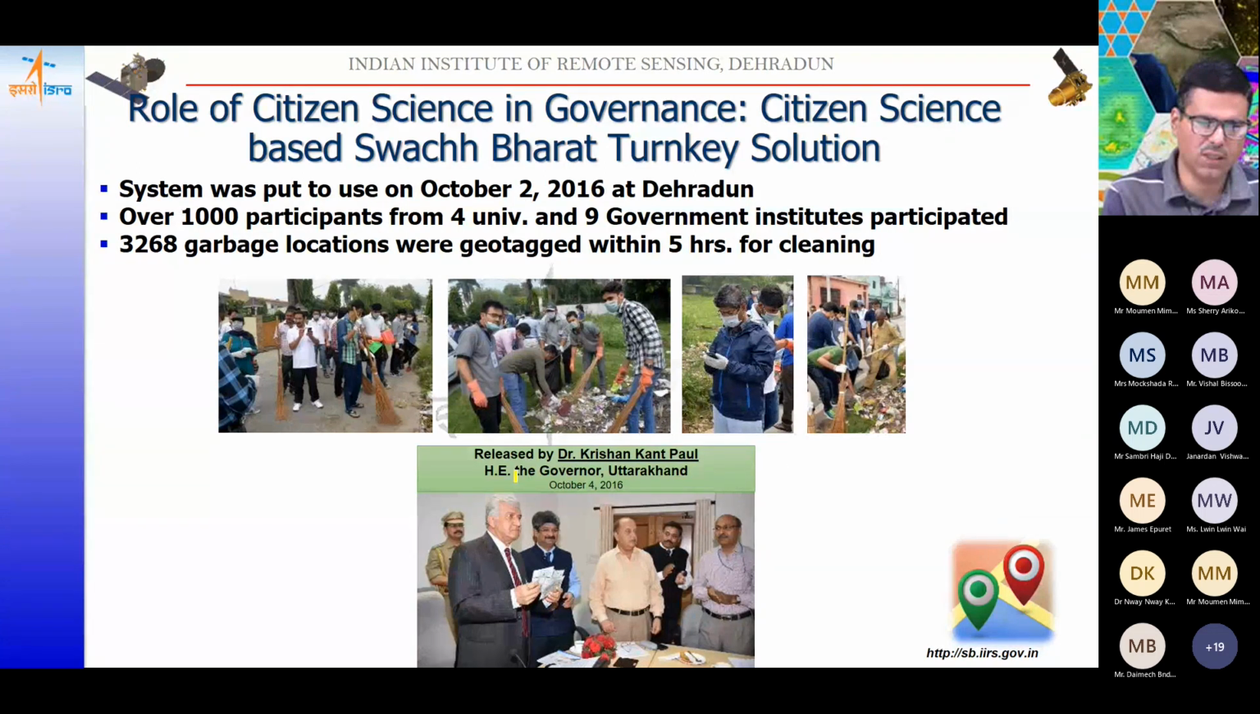Subsequently, this solution was released by His Excellency the Governor of Uttarakhand, the state where we are, on October 4, 2016. And you can see some other people. He is Dr. Senthil Kumar sir, our former director. And behind him you can see Dr. Samin sir, our HOD, and Dr. Sanam Singh, who were our former dean academy.